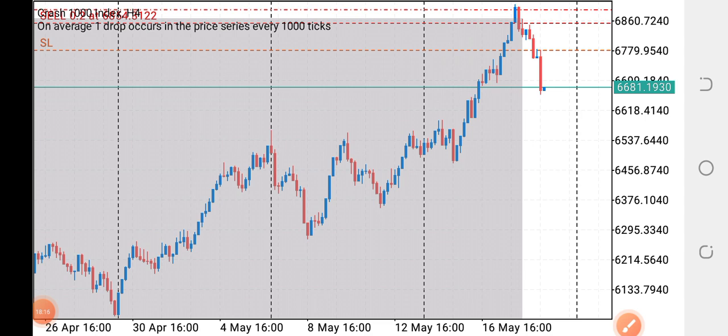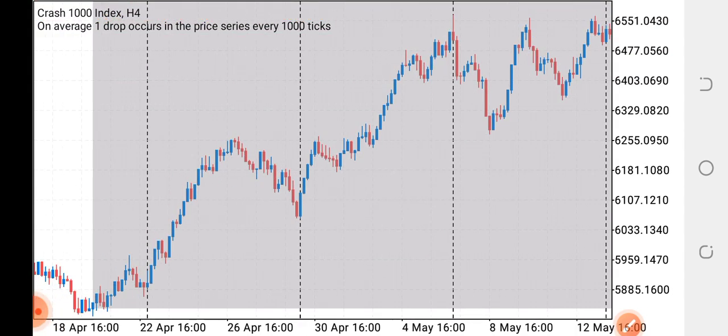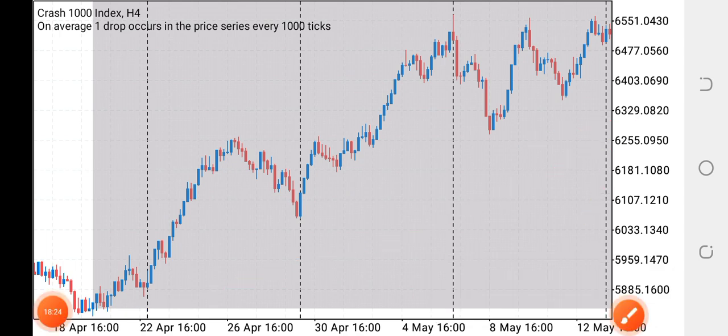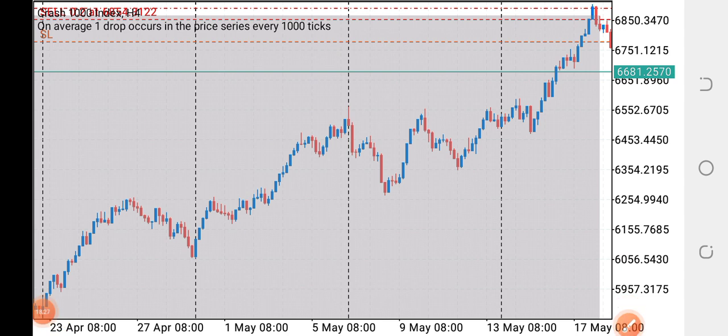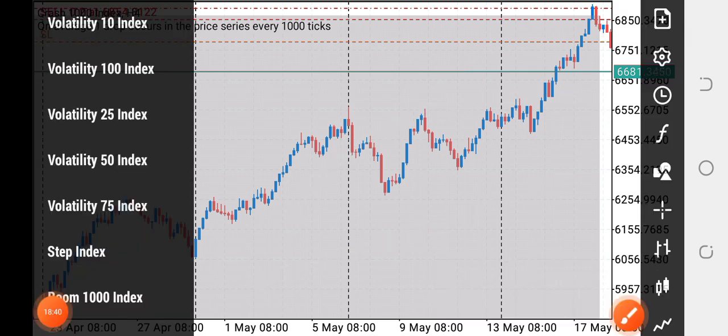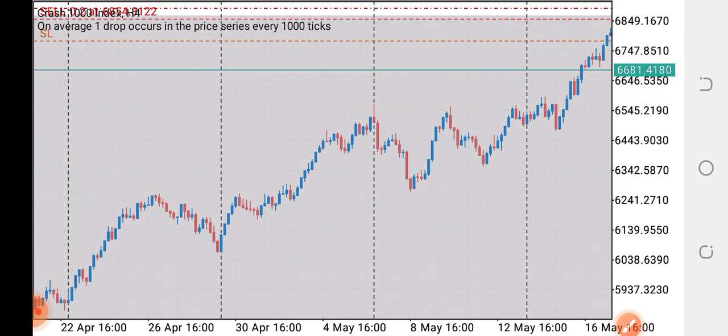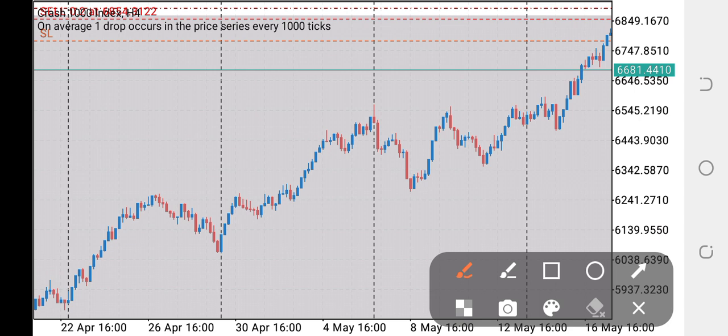Look at this now. The trend of this Crash 1000 has been on a long buy. You can see this is the buy formation, and it has been buying. So if I say I don't trade the ticks, then I will miss all these buy opportunities. So I don't believe in that. What I believe is, once I know the trend of a market, why should I miss it?